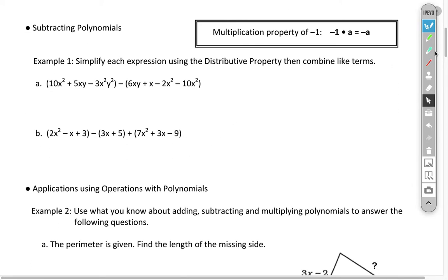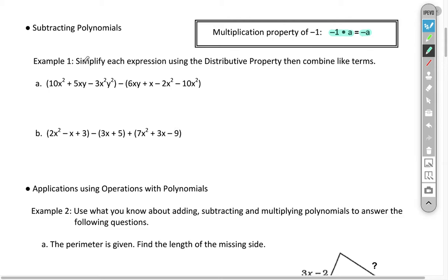All right, now we need to talk about subtracting polynomials. So multiplication property of negative 1. So negative 1 times a is negative a. We know that this negative a has an understood value of 1. We shouldn't have to write it out each time. But anything times 1 or negative 1 would determine the sign, but the numbers would stay the same, the value, right? So that's why a stays the same, but the sign changes.